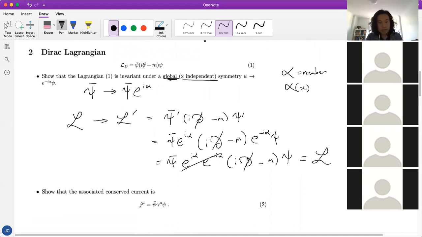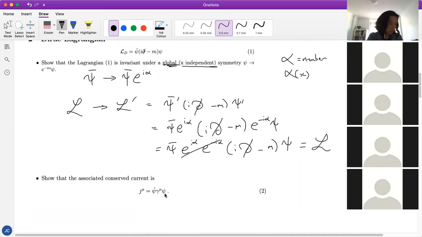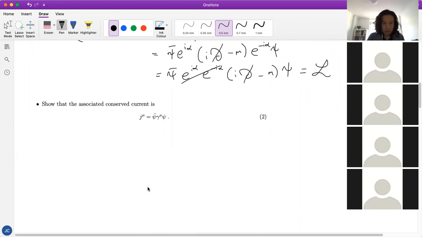Next one, show that the associated current is this. Okay, this is going to take a bit of writing. So let's just recall the surface term in the action variation.